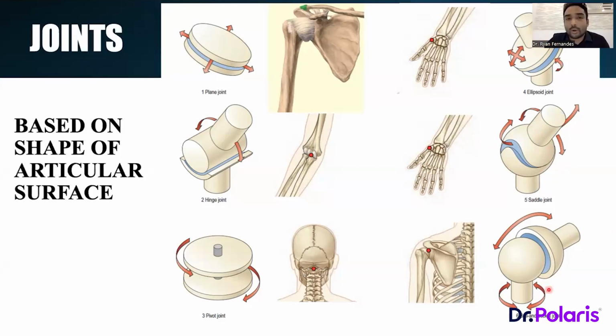You will know that the best example for a ball and socket joint is that of the shoulder or the hip joint. Here the movements are possible in all the axes.